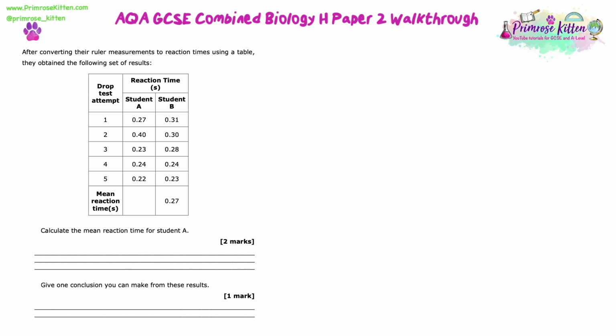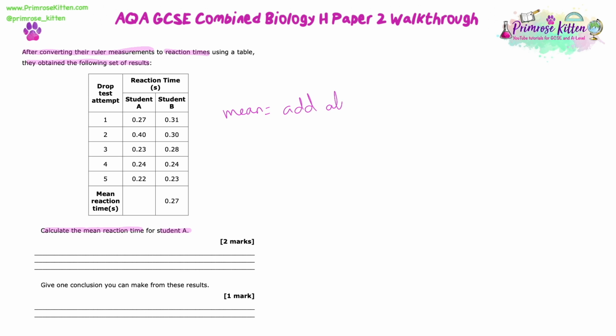Okay, so now we can see the results. After converting their ruler measurements to reaction times using a table, hopefully you remember doing this, so obviously the actual distance isn't your result, you need to convert that to the reaction time in seconds. So they've got the following results. They want us to calculate the mean reaction time for student A. Now this is a 2-mark answer.